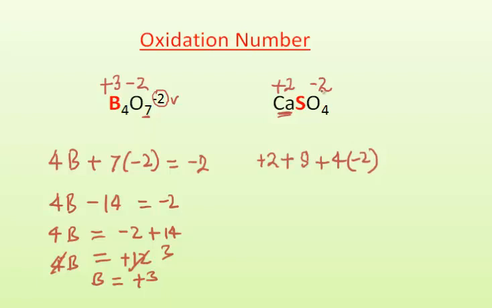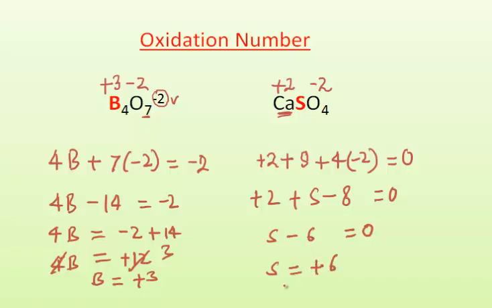This is a neutral compound, so the total equals 0. Here we have plus 2 plus the sulfur atom, and 4 times minus 2 gives minus 8, equal to 0. Plus 2 minus 8 is equal to minus 6. So sulfur atom minus 6 is equal to 0, and we can transfer minus 6 to the right side, and we get plus 6. Well, the oxidation number of the sulfur atom in this compound is plus 6.